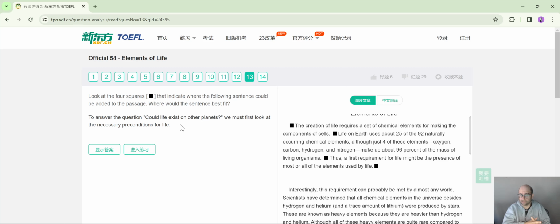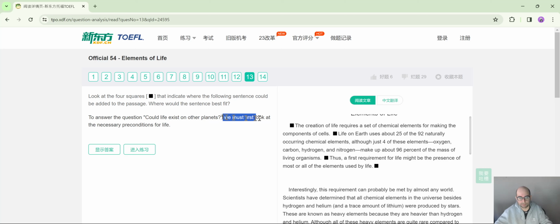A lot of them do have them, but think about what is the common pattern here? I don't see any transition devices like "in fact," "for example," "therefore," or "as a result," right? But what is the pattern here? To answer the question, it's about a question. They're going to address this in the paragraph, right? Could life exist on other planets? So they're going to answer this.